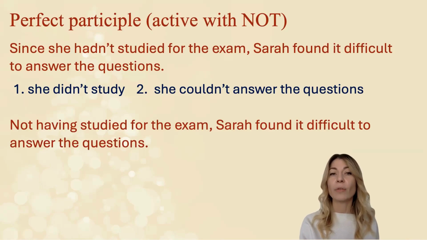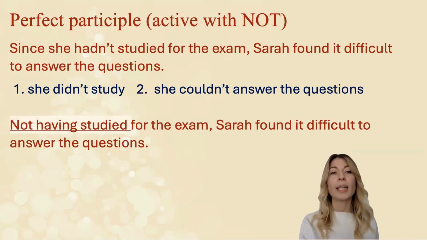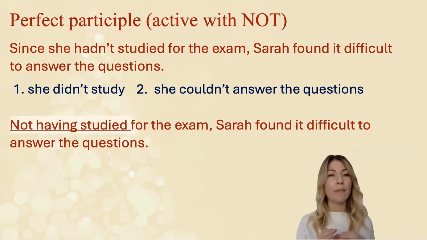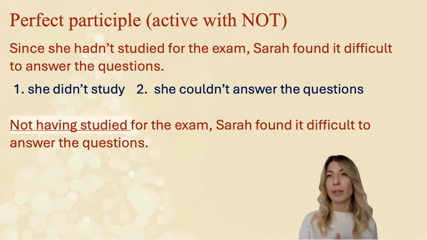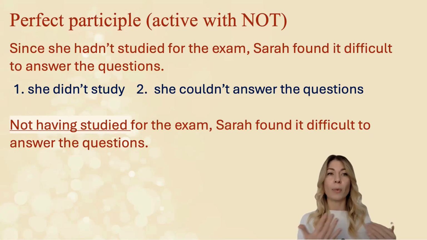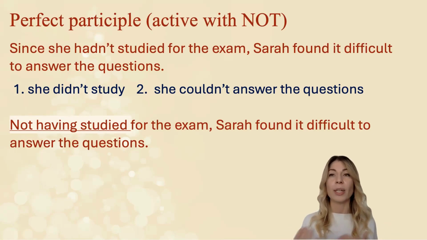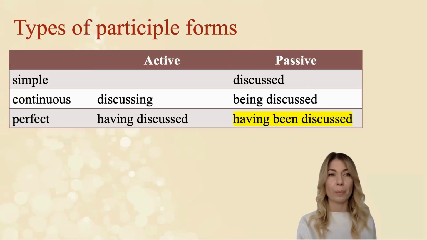Not having studied for the exam, Sarah found it difficult to answer the questions. So you can see that we use not at the very beginning and then the perfect participle, because not having studied happened before she found it difficult to answer the questions, right? So just remember there is a sequence of actions, and if you understand that one action happened before another action in the past, you should use this perfect participle form.